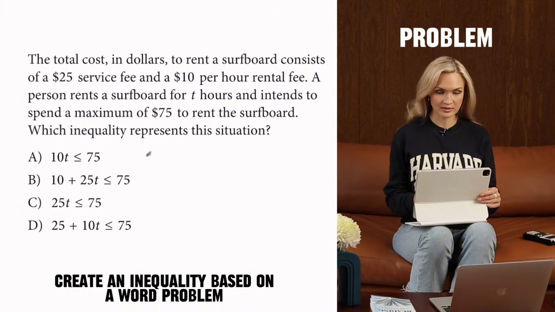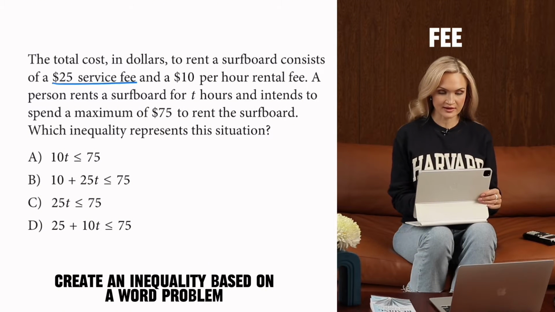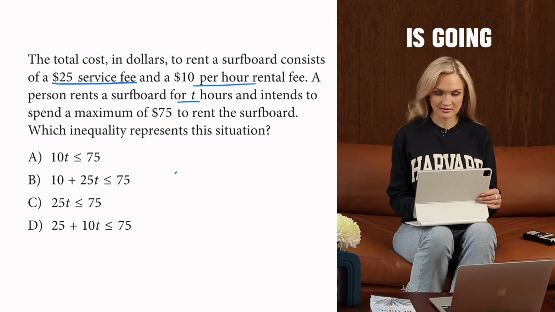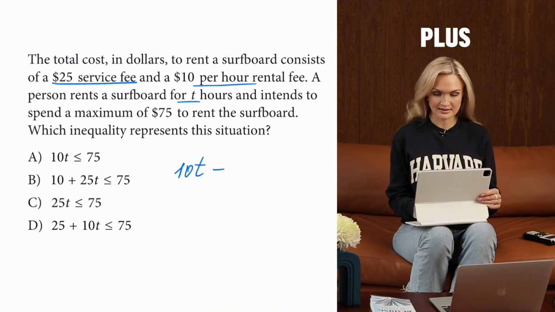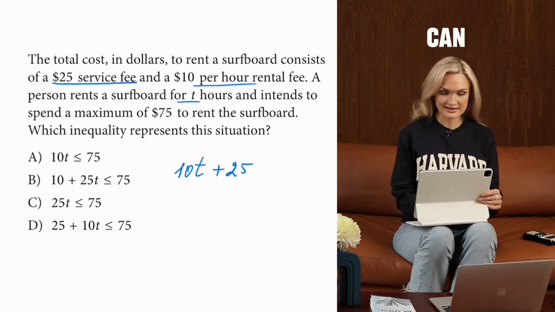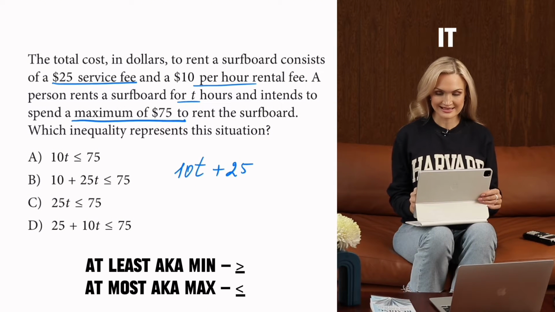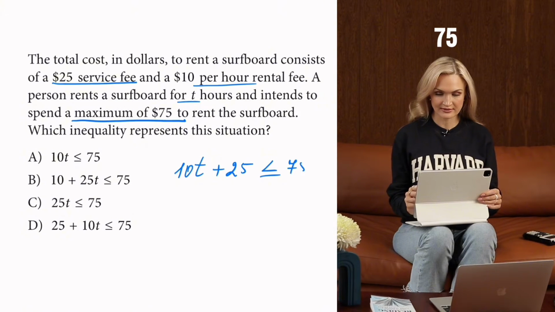Next question, word problem. 25 service fee, which is going to be my y-intercept. Per hour rental fee, 10 is going to be my slope. They want us to use t, so it's going to be 10t plus 25. They say that I can spend a maximum of 75. Maximum means it's less than or equal to 75.